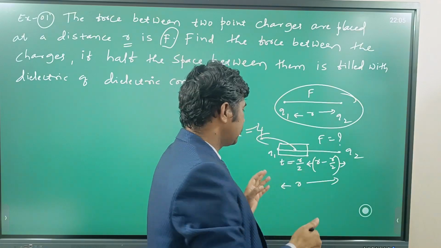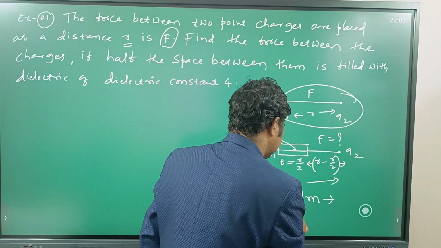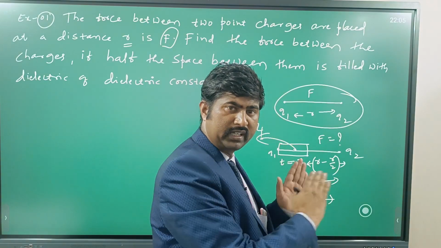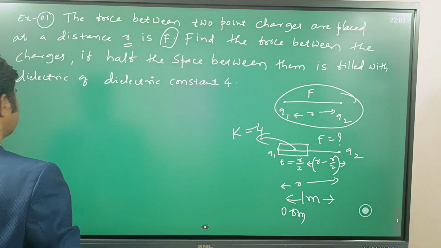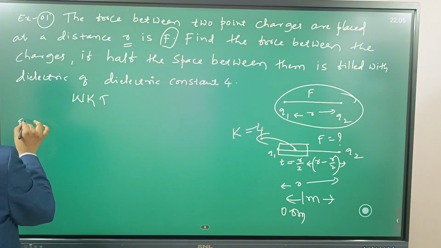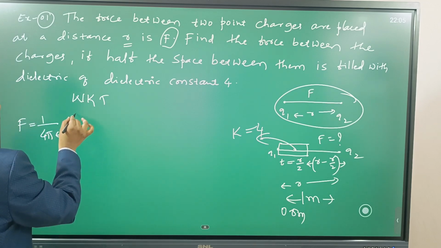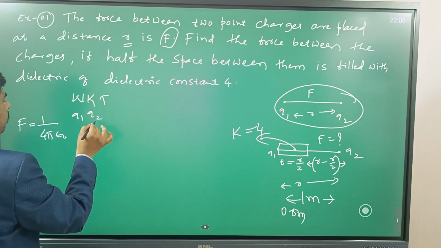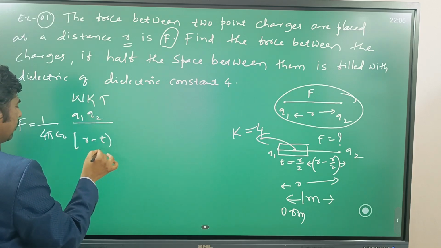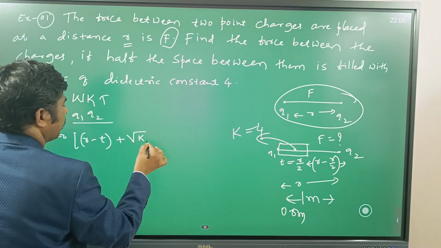Thickness is, say for example, this is 1 meter distance. If r is the 1 meter distance, then what is the thickness? 0.5 meter. That means it is r by 2. It is taking the value of r by 2. So now we know what is your formula. So F is equal to 1 divided by 4 pi epsilon naught, q1 q2 divided by, what will happen here? R minus t plus square root of k t.